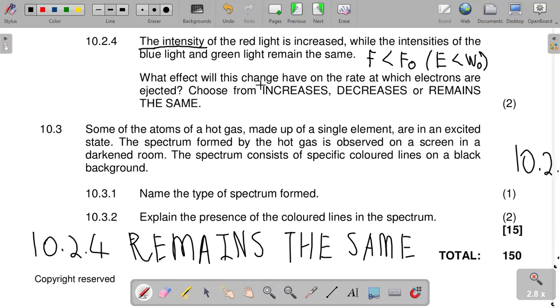So the intensity of the light in this case will have no impact, because the frequency is less than the threshold frequency. That's why we say it remains the same. Although we are increasing the intensity of light, it's because of the frequency. The frequency is lower than the threshold frequency. So do not be confused here.